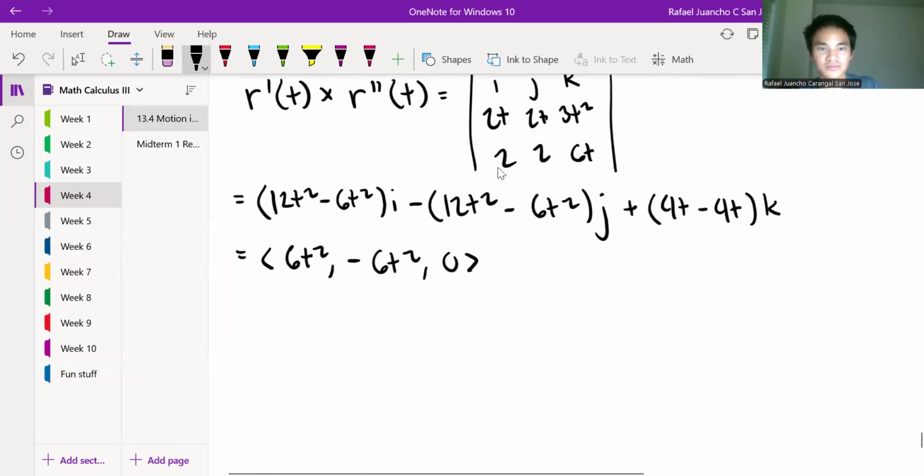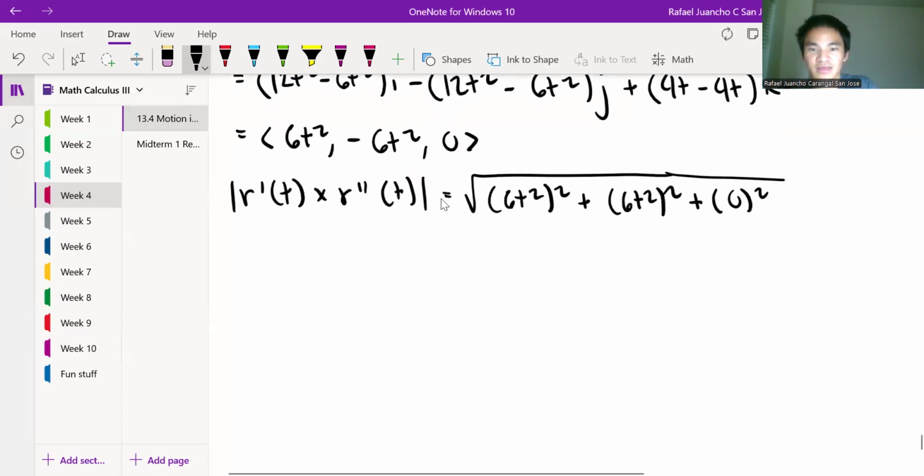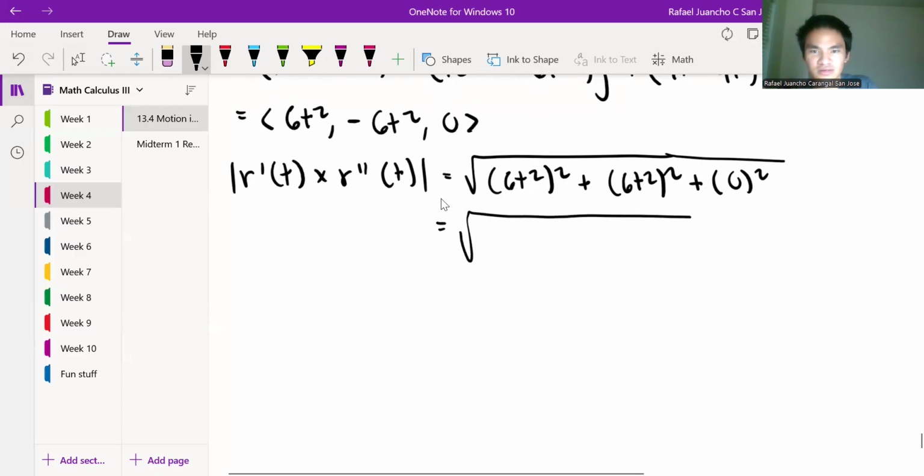Now I get its magnitude. So I get 6t squared squared, minus 6t squared squared, 0 squared. And this will give me 36t to the 4th plus 36t to the 4th. And so I get 72t to the 4th. Right? That should be it.